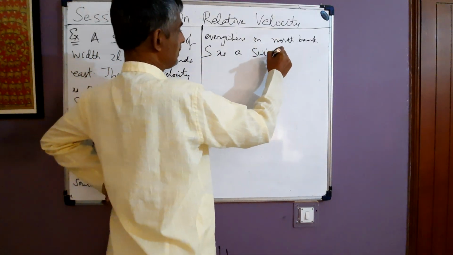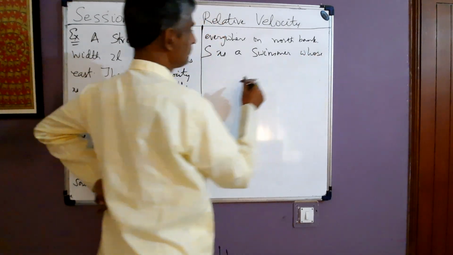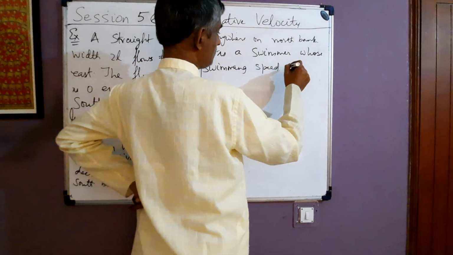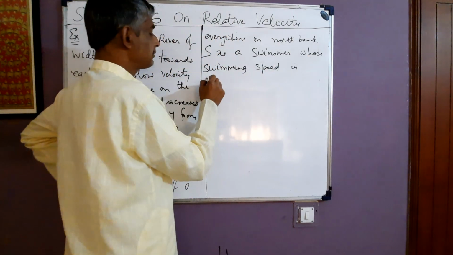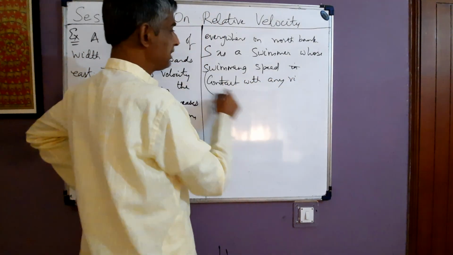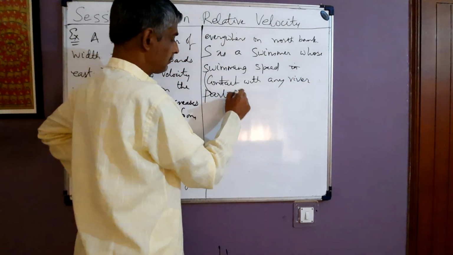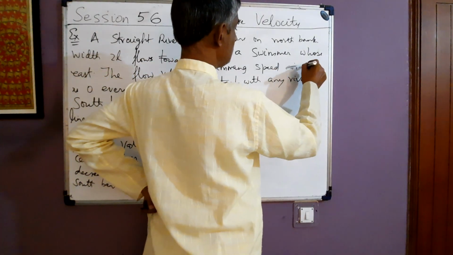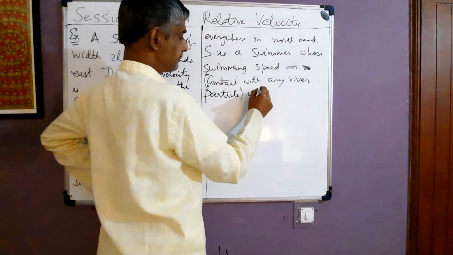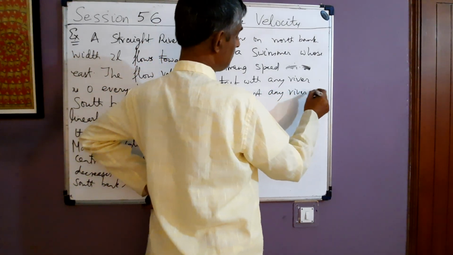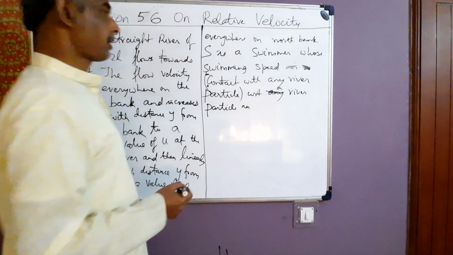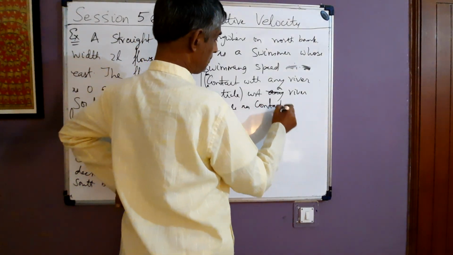S is a swimmer whose swimming speed with respect to any river particle in contact is U.